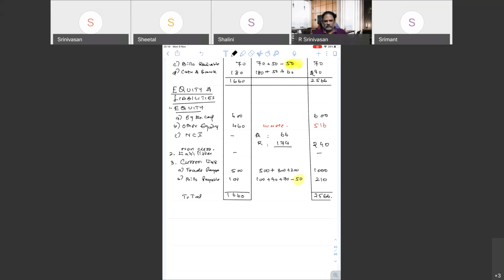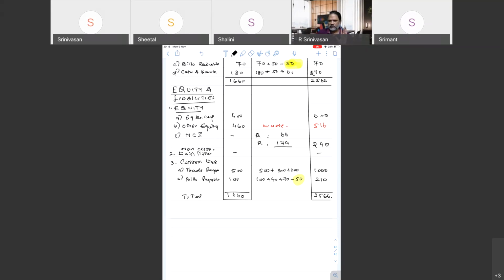Any doubt on what we have done? This problem, you have to do it 2-3 times, then only you'll understand this. Some of the areas where you can get stuck are calculation of NCI and closing other equities. These are the 2 areas. Nowhere else will you get trouble. Only in case of NCI and calculation of other equity. And one more thing, the bills payable and bills receivable. I have told you the logic. What is the logic?